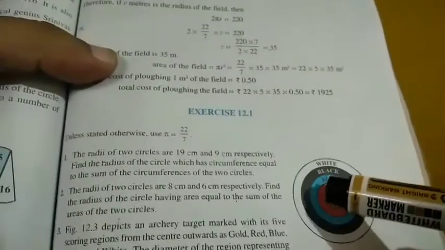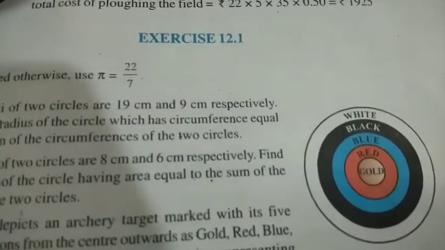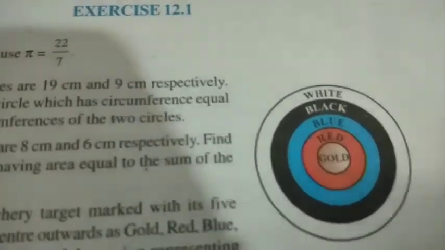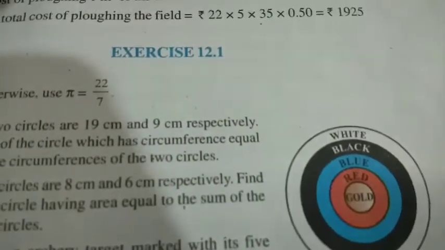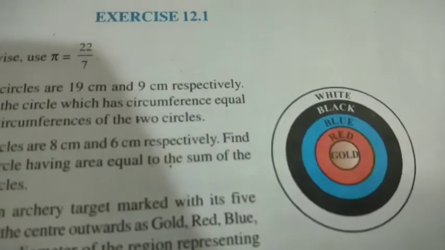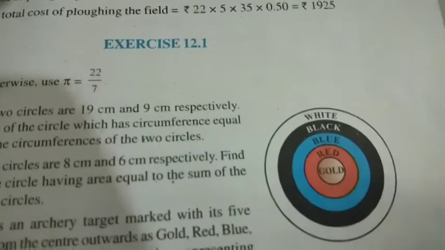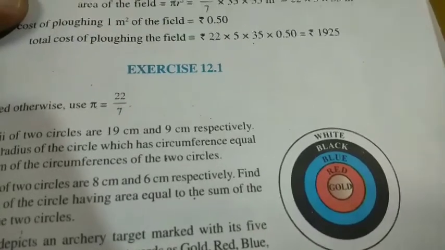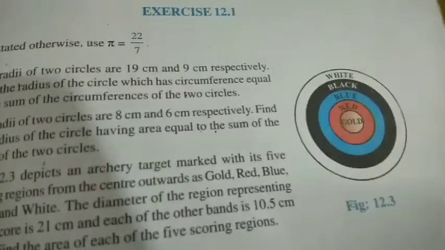So this is the diagram that you see: the gold scoring region here, then the red scoring region, blue scoring region, black and white. So you have to find the area of each band. What to do? You will find the gold scoring region first. Then after that we will find the gold and red together, and then the gold scoring region will be subtracted. Then we will get the red scoring region. Like that we will go for the other bands.